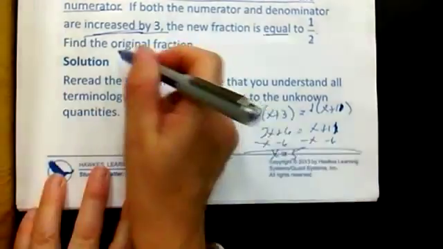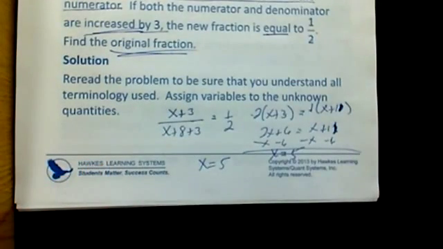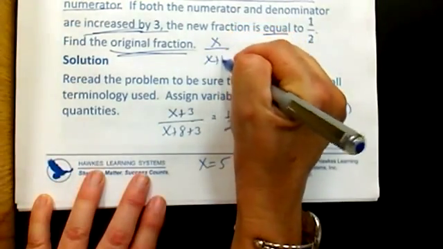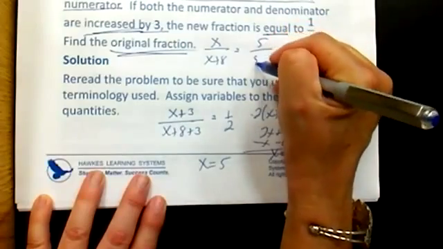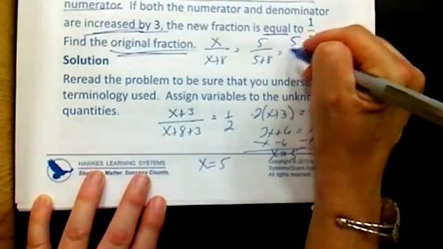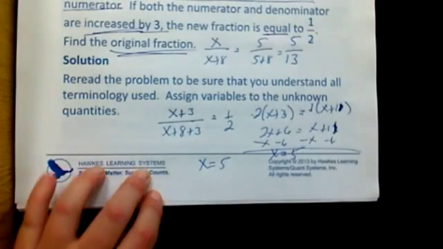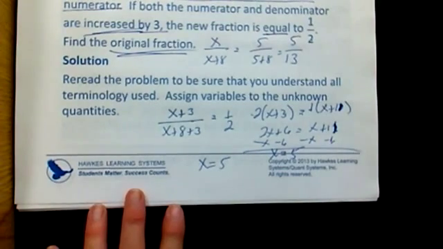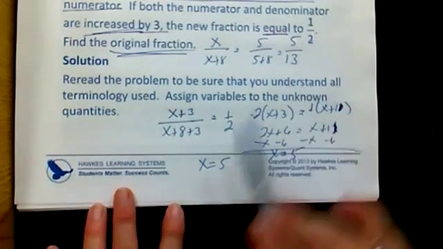Is that what they're asking me? It says find the original fraction. So what would my original fraction be? It was x over x plus 8, or 5 over 5 plus 8, or 5 over 13 was the original. And if you add 3 to each of those, I will end up with 8 over 16 if I check it. And sure enough, 8 over 16 reduces to a half. So we ended up coming up with what we needed to for this one. Big mistake if I would have left that 12 in there. It would not have worked. But anyway, that's what we do with it.